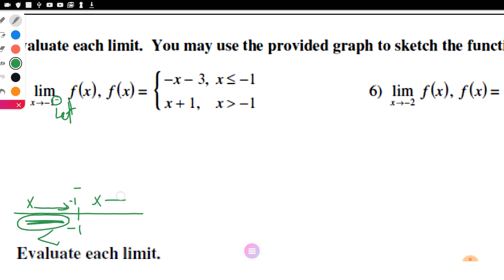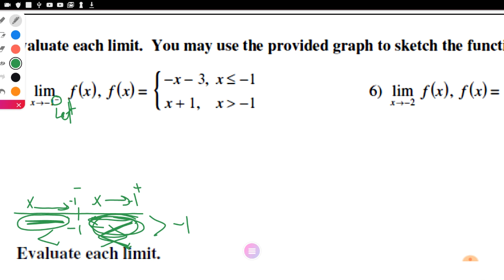Here, x approaches -1 from right. All of the numbers here at the right of -1 are bigger than what? Bigger than -1. Negative, understand? All of the numbers here are greater than -1.